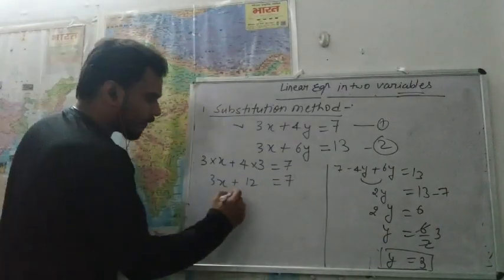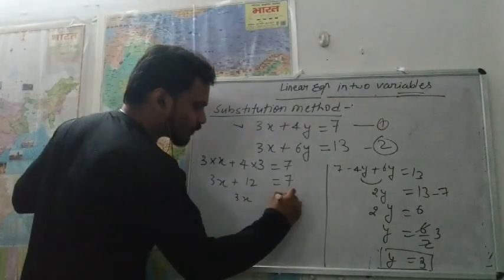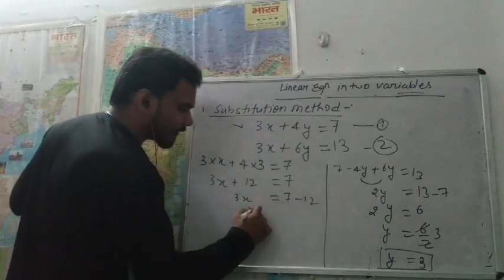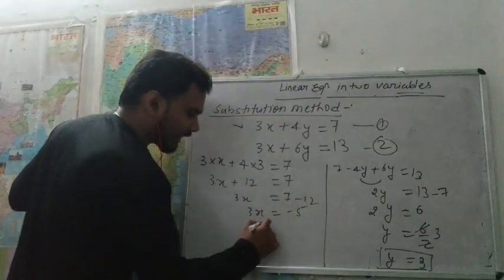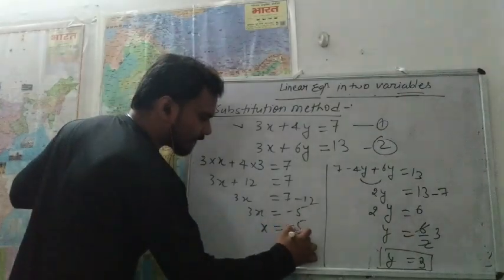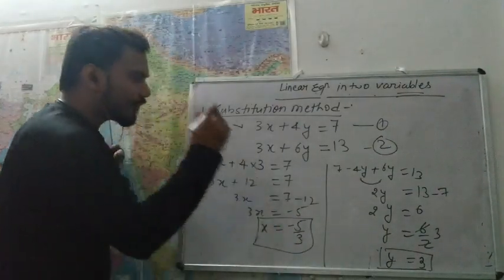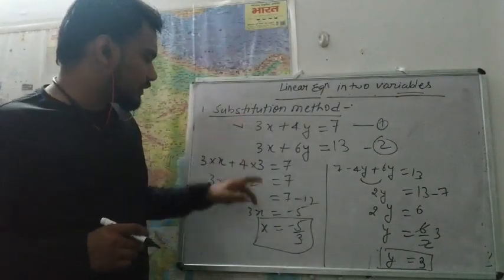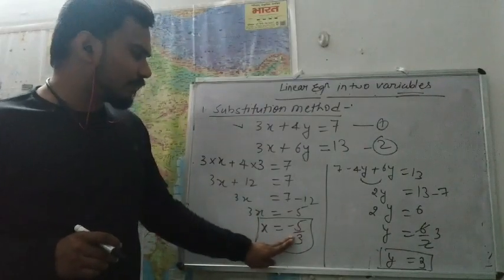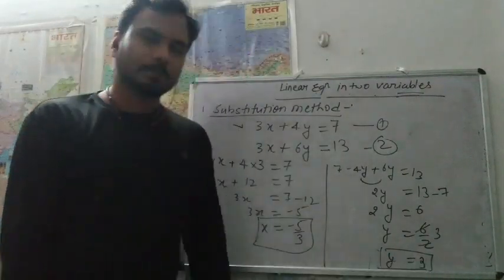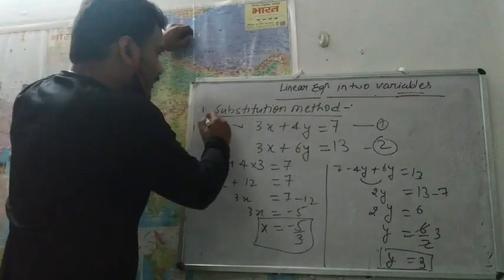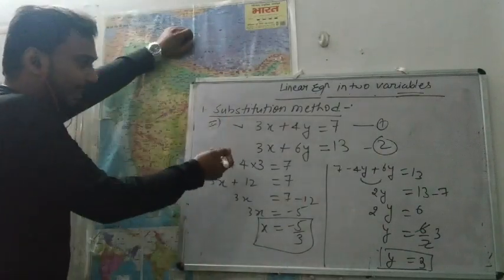Now from here, 3x is equal to 7 minus 12, and that is going to be 3x is equal to minus 5, and the value of x is going to be minus 5 upon 3. So now we have solved these two equations as x is equal to minus 5 upon 3 and y is equal to 3.